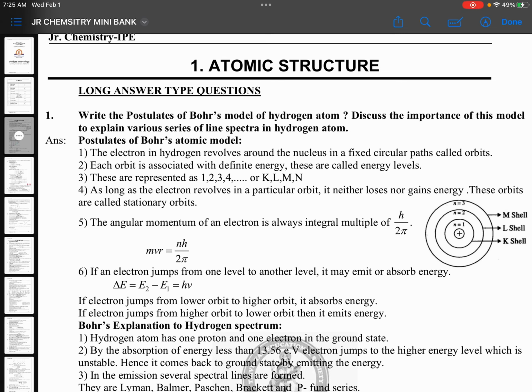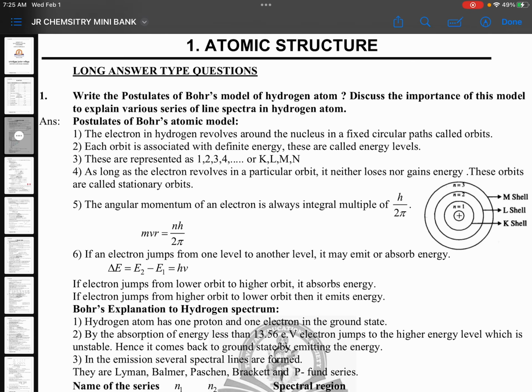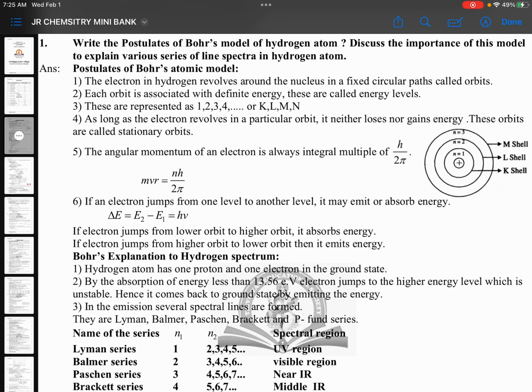Atomic structure. Write the postulates of Bohr's model of hydrogen atom. Discuss the importance of this model to explain various series of line spectra in hydrogen atom. Postulates of Bohr's model are: the electron in a hydrogen atom revolves around the nucleus in a fixed circular path called orbits. When important line is there, you just underline that one. So these are the circular paths: K shell, L shell, M shell. Electron will be revolving in these.